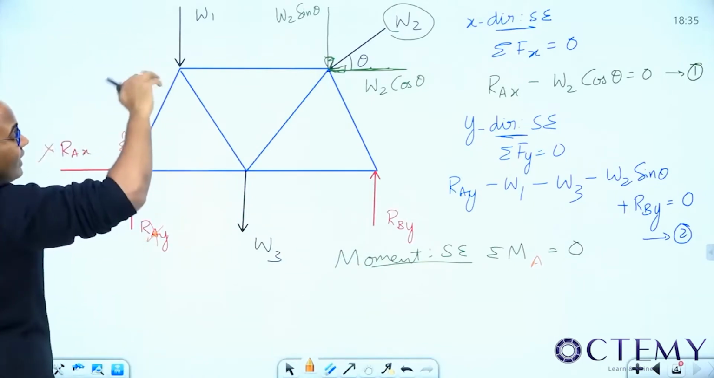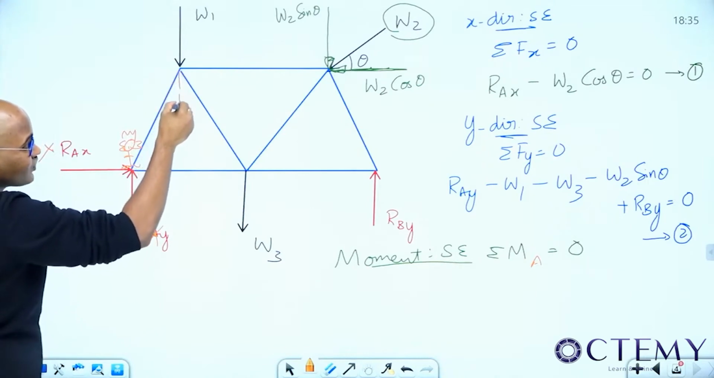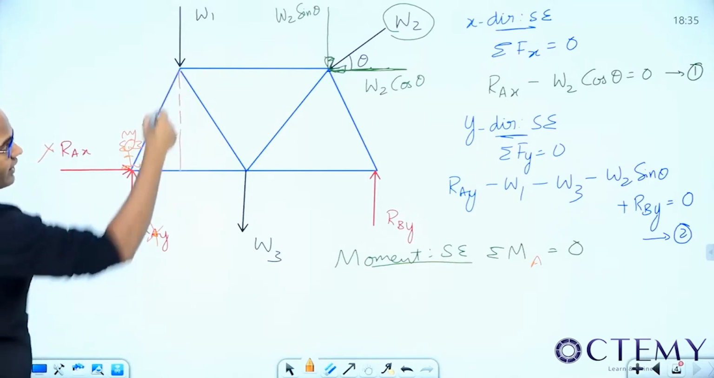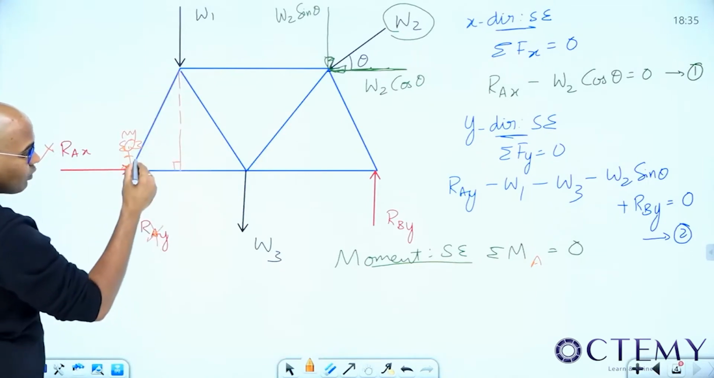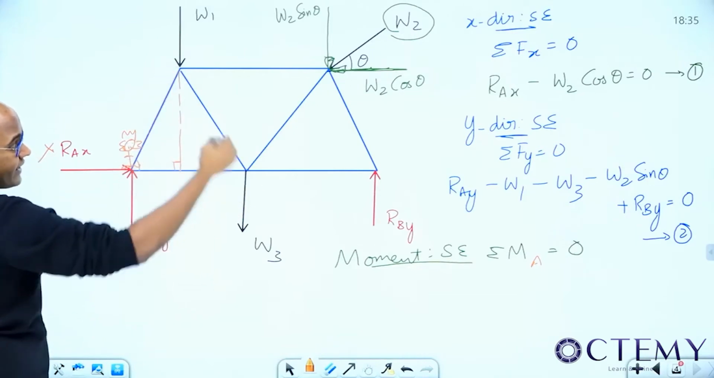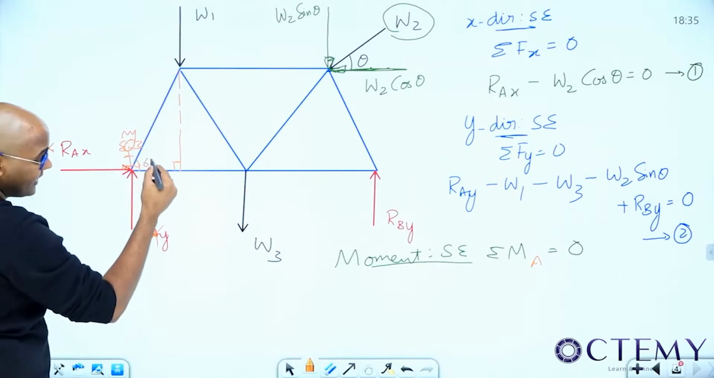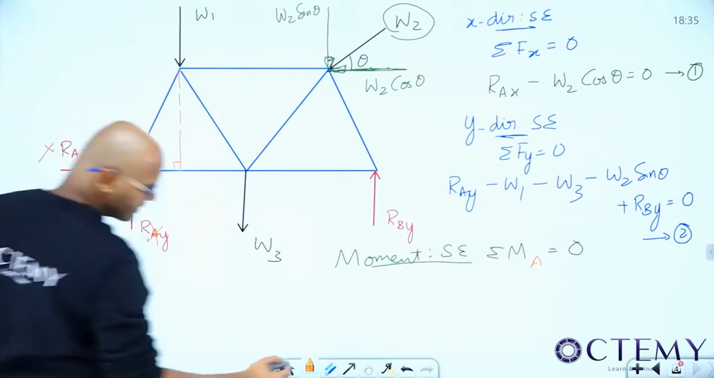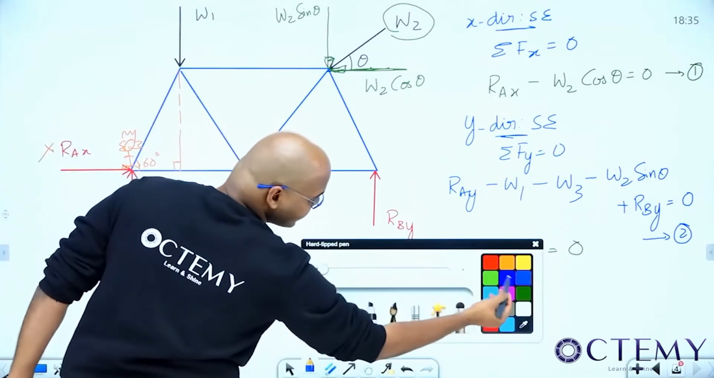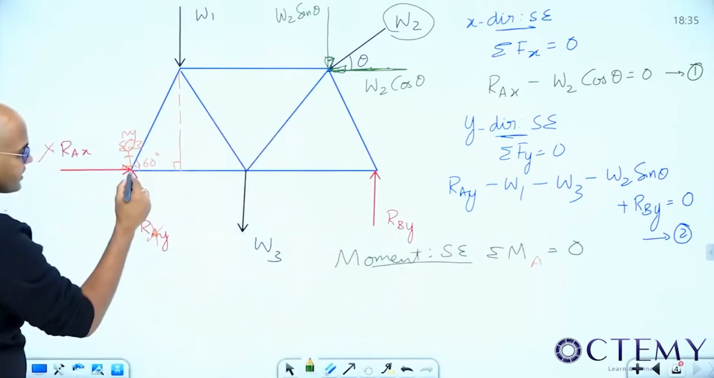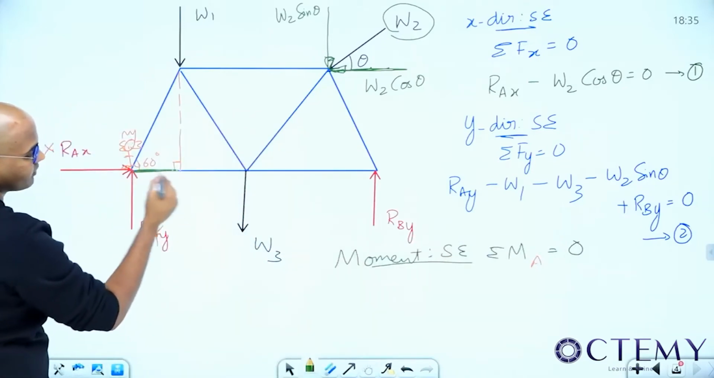If I extend the line of action, see, what is this angle? Take this triangle. All are equal, so this is an equilateral triangle, 60 degrees. What's the angle? 60 degrees. So as this is 60 degrees, how much will this be?